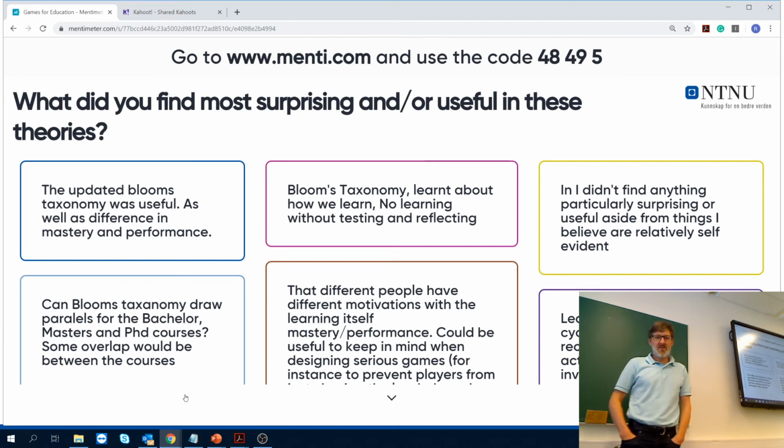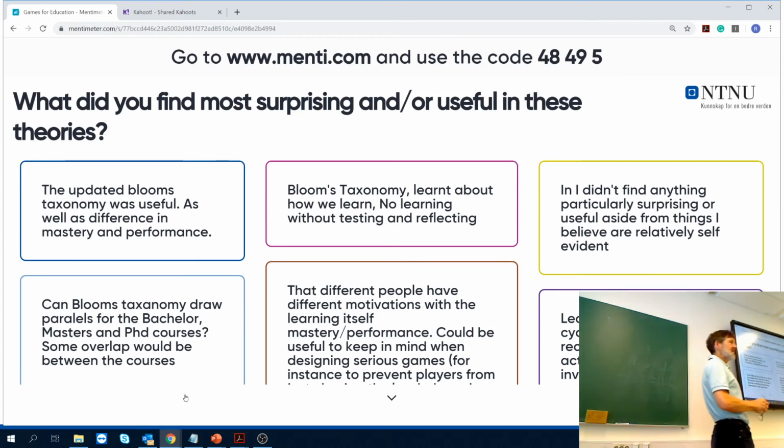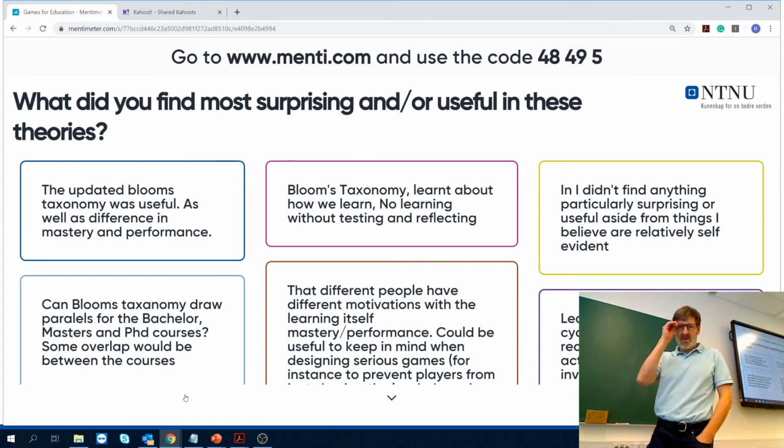Can Bloom's taxonomy draw parallels from the bachelor, master, and PhD course? Absolutely. So that's why it's used in Norway. In Norway, we have to adhere to the European qualification framework, and the European qualification framework is using the taxonomy to say this is typically what you expect at the bachelor level, at the master level, at the PhD level. That's absolutely one of the purposes of it.